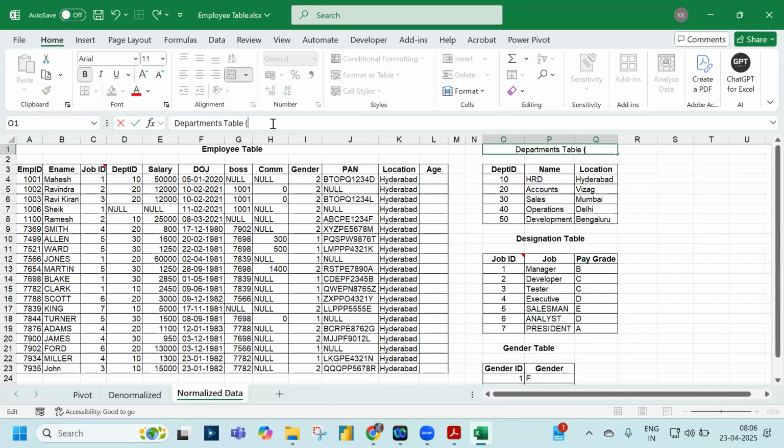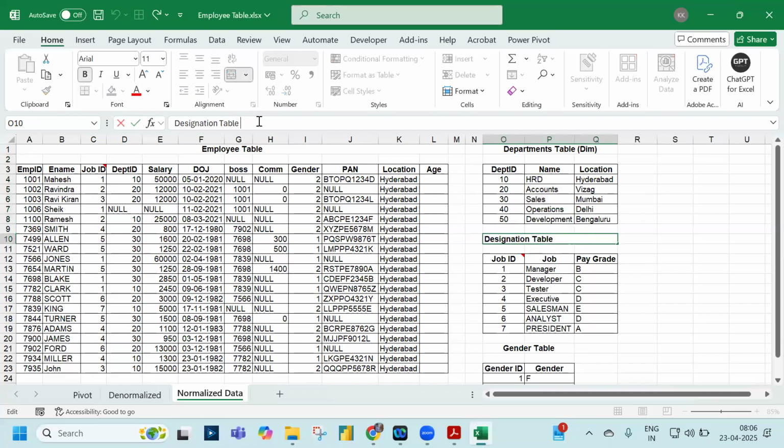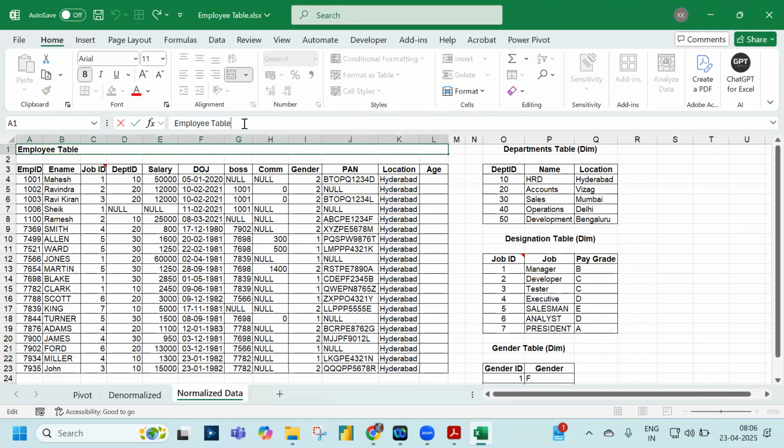So let's take a look at this. Here it's a dimension table because it has only the department related data. Here it is a dim table because this has only the designation data. Here we have the gender table. This is also a dimension table. But when it comes to the employee table here, I call this a fact table. Why do I call this a fact table?